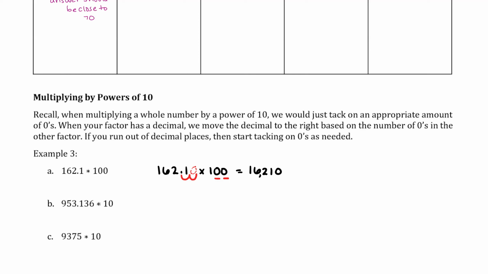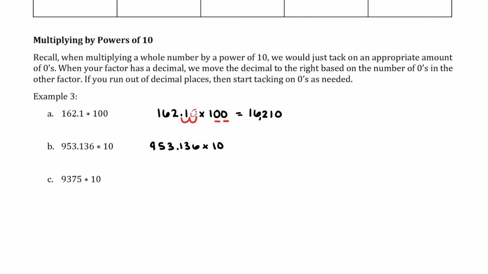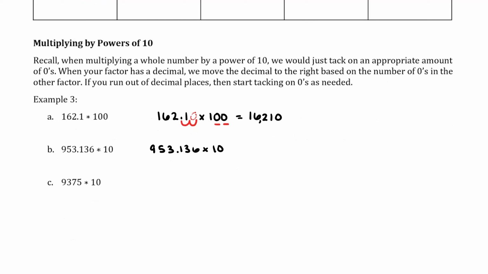Let's try 953.136 times 10. So 10 has 1 0, which means this decimal just moves 1 to the right. So that would give me 9531.36. So 9,531.36.